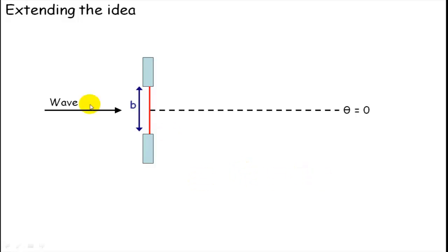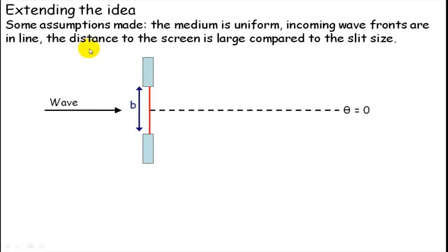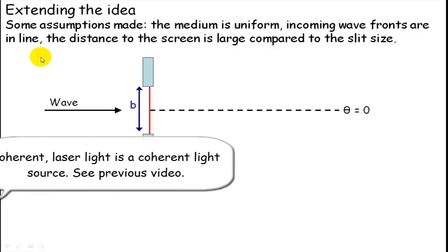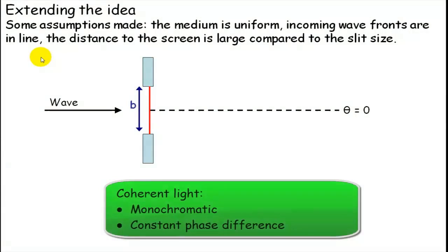Okay, so we can extend this idea further, and it turns out you can really express this in a very simple way. If you imagine a wave coming in this direction, and you've got a gap here, you can make some assumptions: that the medium is uniform, because obviously if this was in water and the water got shallower, the wavelength would change. We're also assuming that the wavefronts are in line, and this becomes important with light. That's why we use laser light, because with laser light all the waves are in line with each other basically.